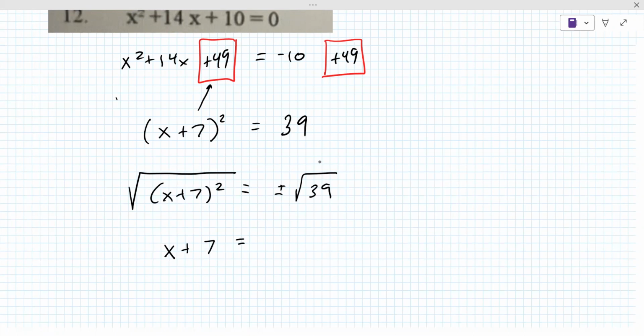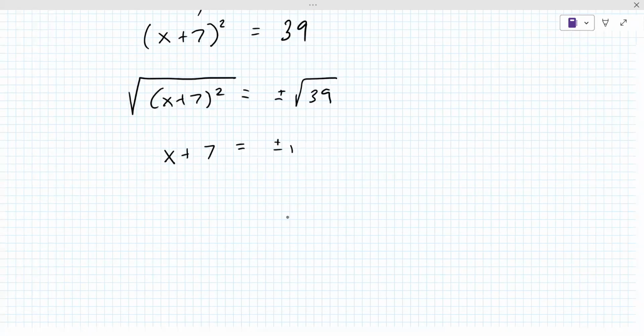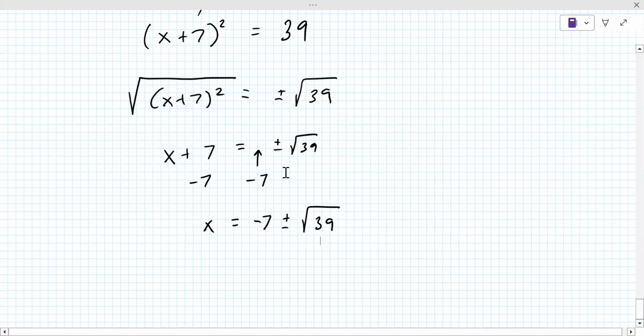All right, now the square root of 39 cannot be reduced. There's no factorization of it either. I'm just kind of helping out by saying that so that the answer is going to have that in there. And then you subtract 7 from both sides. I recommend putting it in the front: minus 7 plus or minus the square root of 39, like that. All right, any questions on that? No. Okay.